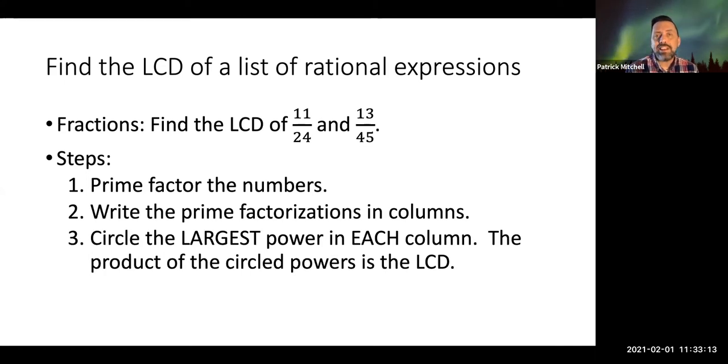When we were finding GCF, I told you to circle the smallest power in each complete column. This time we're going to circle the largest power in every column, including the ones that are not complete. And then when you multiply those circled powers together, that's your LCD. All right, so let's have a look at that.